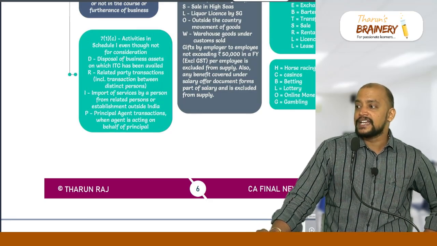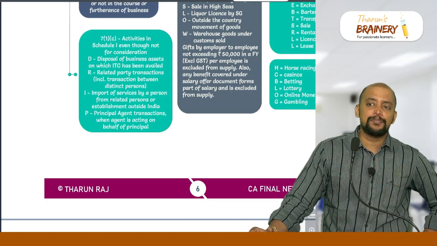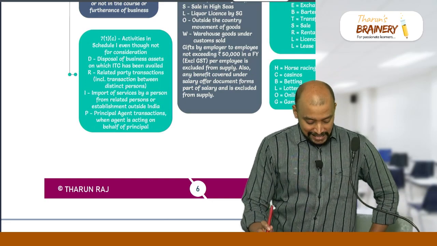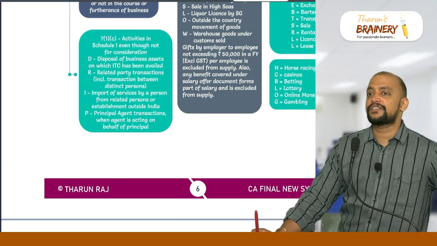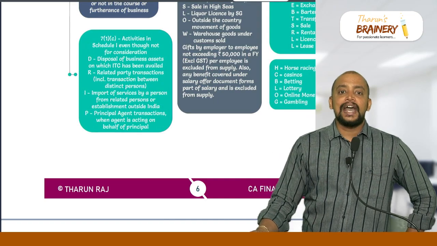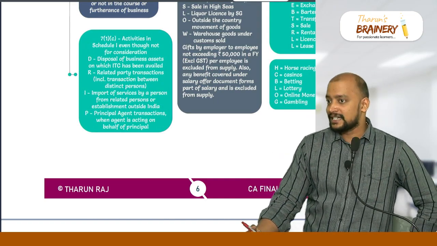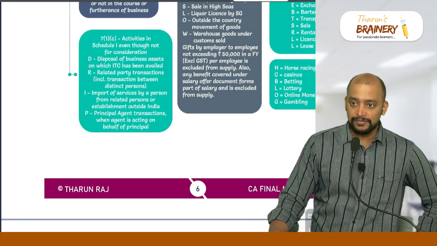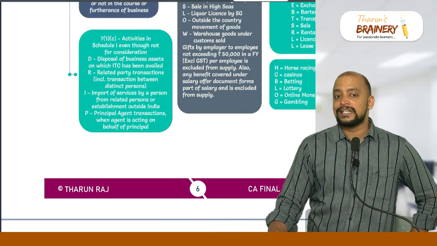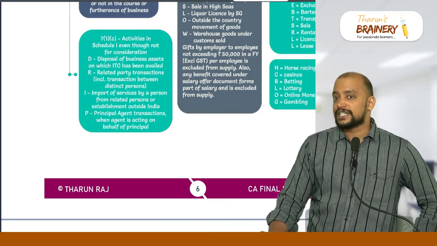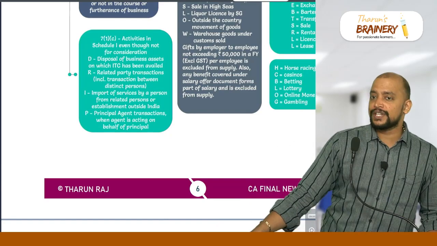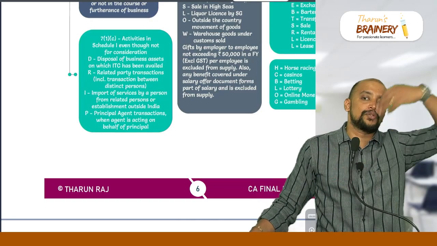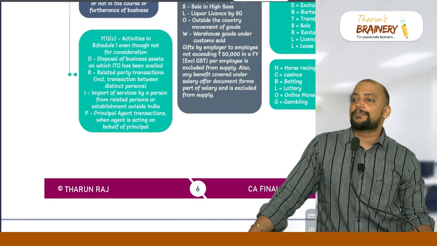DRIP, D for disposal of business asset on which ITC is availed. What is that? I am purchasing an asset. On that purchase of asset I paid the GST and I took the ITC of that. This asset I am disposing of without any consideration. Example, I purchased an AC and on purchase of AC I paid GST and availed as ITC. Now that particular AC I am disposing of without any consideration, means I gifted it to one orphanage or one old age home, etc. Is it supply or not a supply?